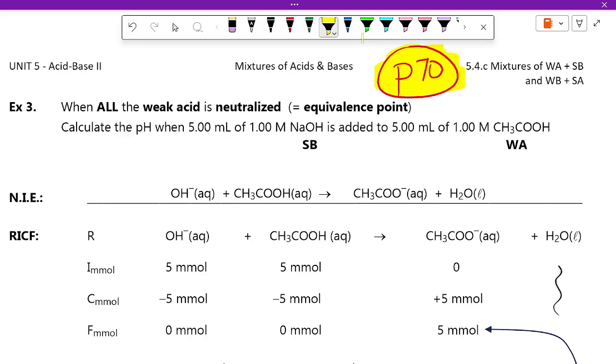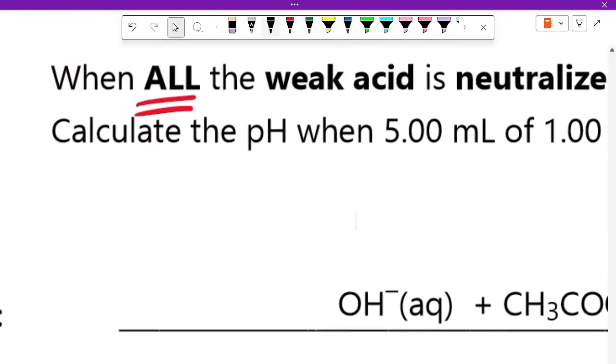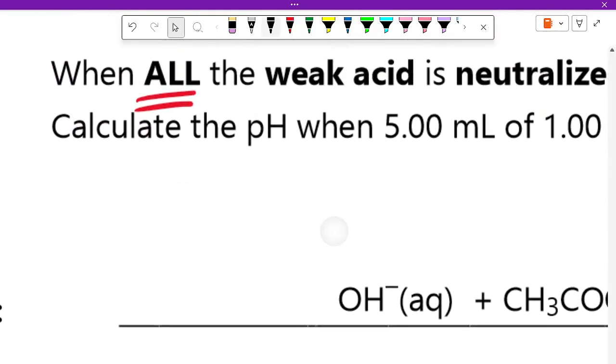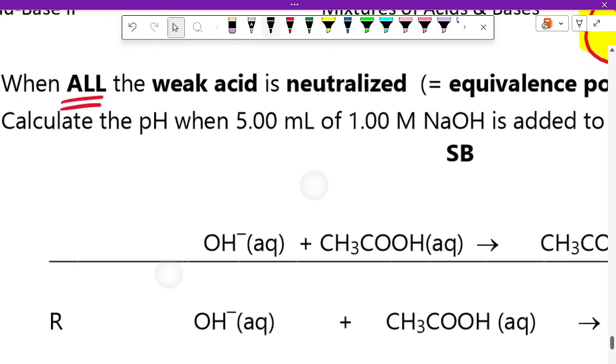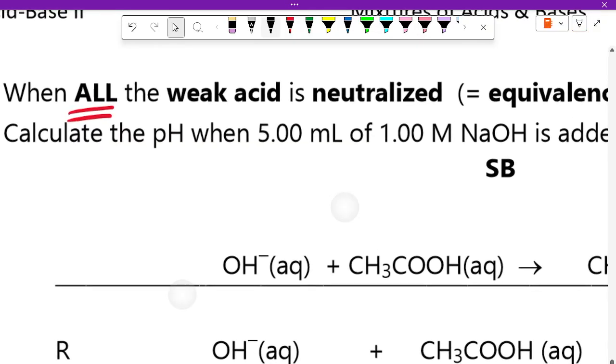So we started with some random amount of the acid neutralized by NaOH. Then we had half of the acid neutralized by NaOH. And now we're going to have all of the weak acid neutralized by the NaOH. So what is that called when all of the acid is neutralized? That is our equivalence point. So when we get to the equivalence point, do you guys have any predictions of the pH?